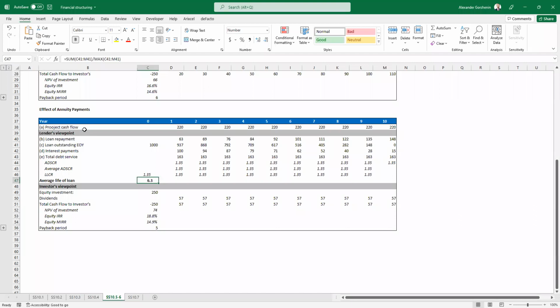So all these ratios are very important in the negotiation of the loan. As there is much uncertainty about the later cash flows from the project, lenders may look for higher cover ratios and a shorter average life that can be achieved with an annuity payment. A compromise between level principal payments and annuity repayments may need to be agreed in such cases.